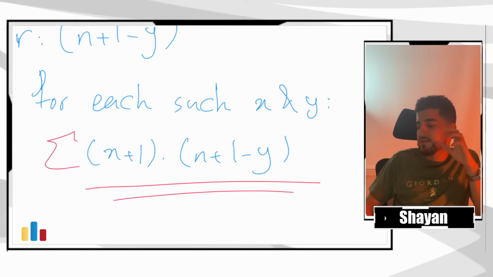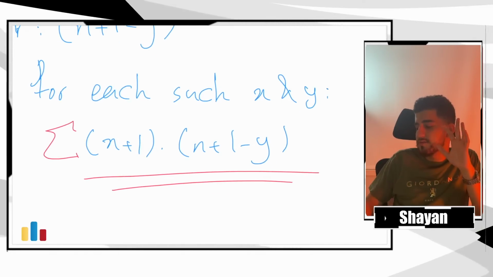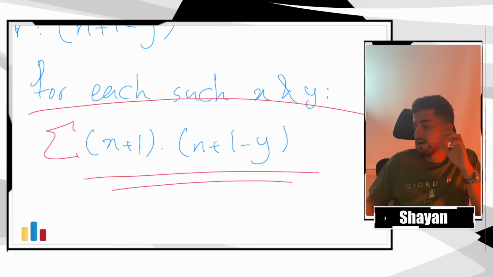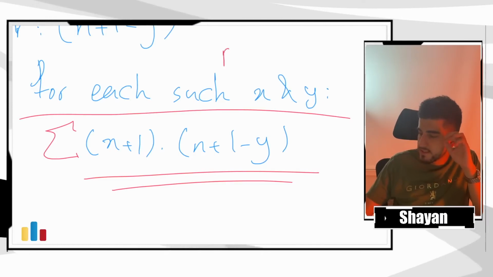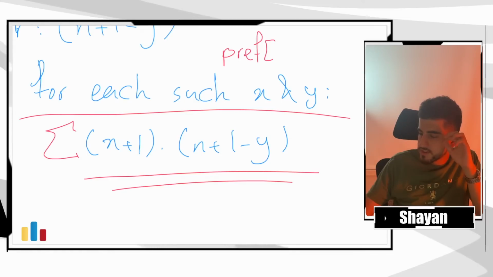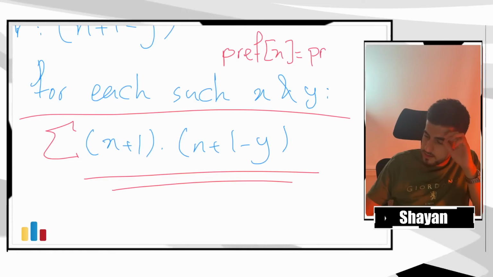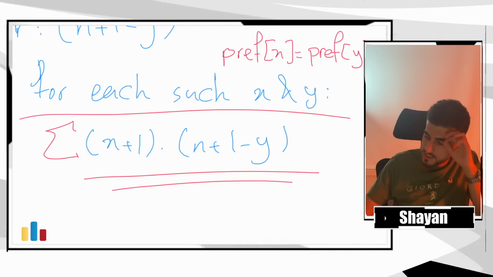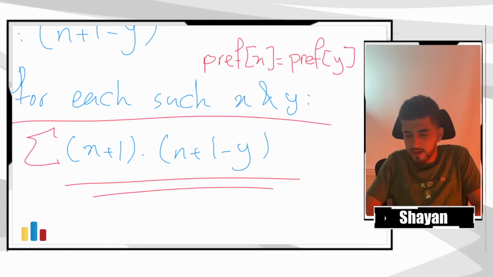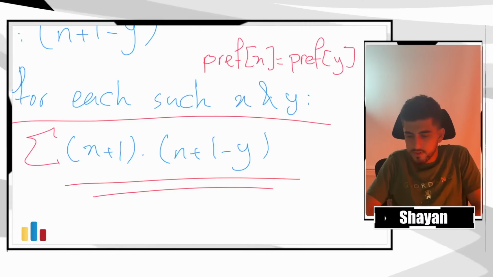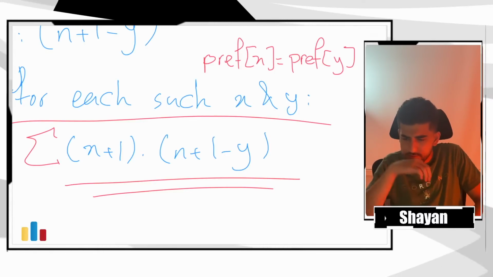Do you agree with this so far? So I'm saying that for each X and Y where we have prefix of X equal to prefix of Y, for each such X and Y we need to sum this up. If you are okay, put this emoji please.